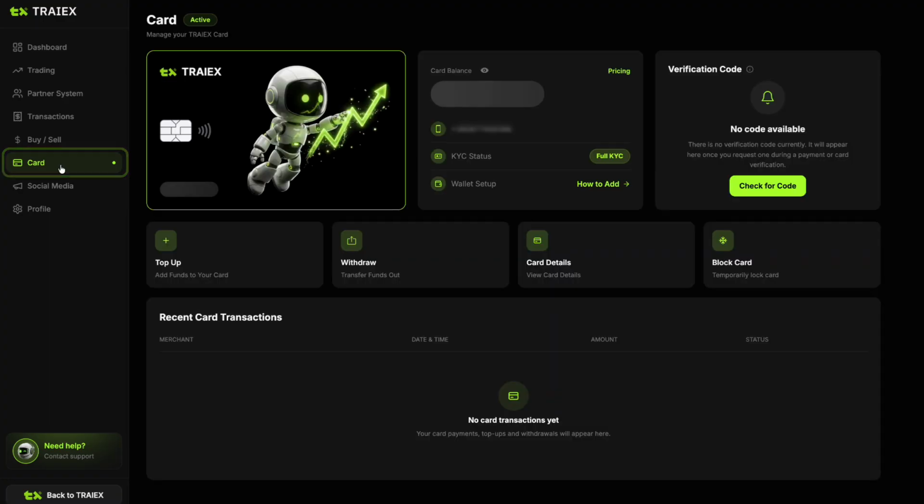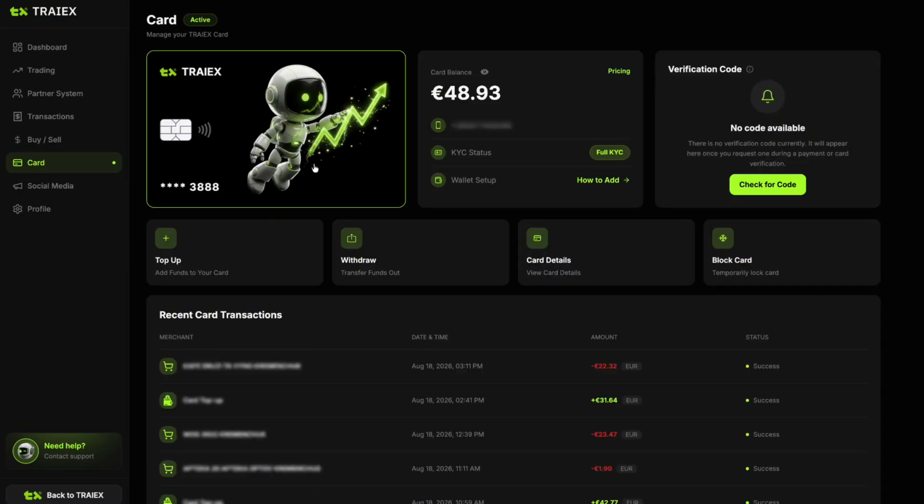The TRAIEX Card section. The card is issued and managed directly from the personal account. Balance, top-up, withdrawal, card details, and blocking. The trading result can not only be withdrawn, but also used in everyday payments.